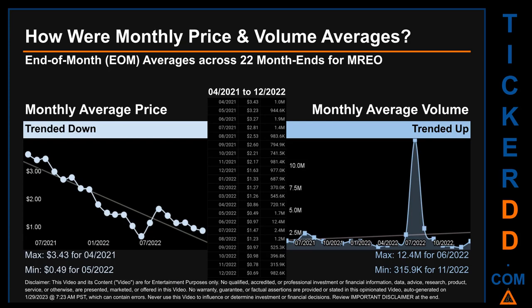The maximum end of month average price was $3.43 for 04/2021 while the minimum was 49 cents for 05/2022. Looking at volume, 06/2022 and 11/2020 respectively saw the highest and lowest monthly average volume at 12.4 million and 315.9 thousand.